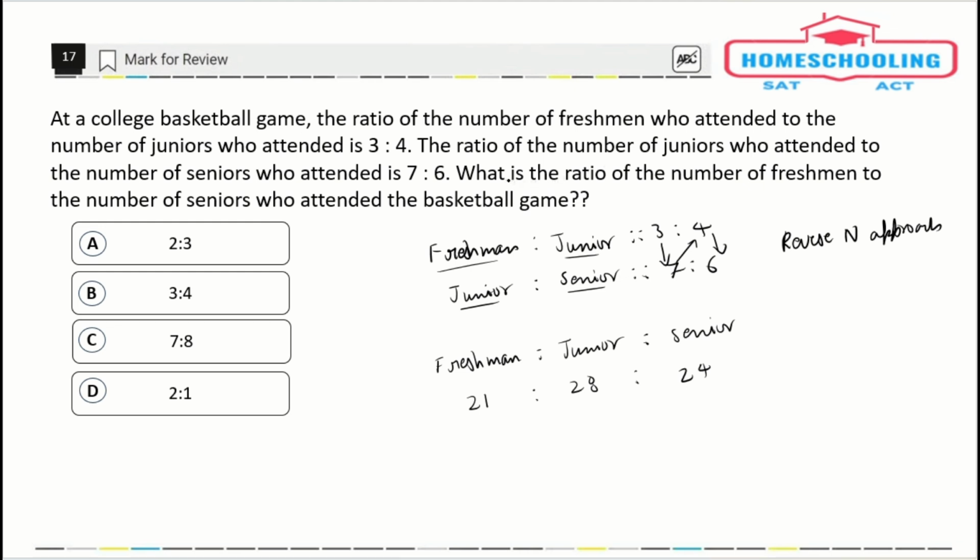So in the question it is asked what is the ratio of the number of freshmen to seniors who attended the basketball game. So freshman to senior is 21 divided by 24. 3 7 times, 3 8 times. So this one would be 7 by 8. This is your answer. 7 by 8 is your answer.